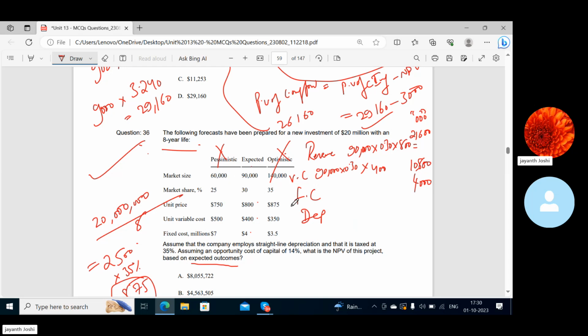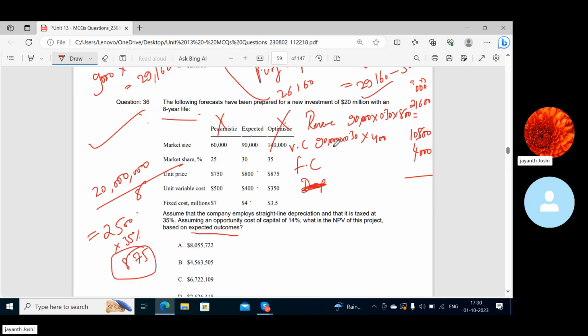Fixed cost is taken, and can you just add all this? This is revenue minus variable cost and fixed cost. Or else, let us do one thing now. Instead of getting confused, see what happens. We will remove the depreciation also. We will find profit, and from profit we'll find out cash flow. Can we do that?